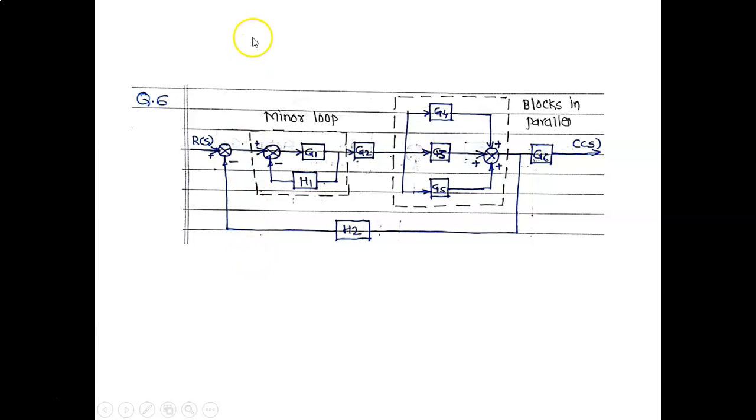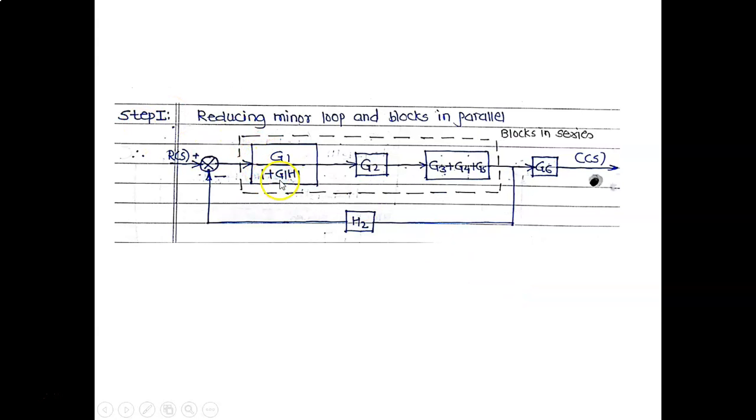Now, by observing the diagram, we are seeing that this summing point, block G1 and block H1 are forming a minor feedback loop, and the blocks G3, G4 and G5 are blocks in parallel because signals coming from all these three blocks are in the same direction and they are coming at one summing point. Therefore, we will apply those two rules. Here, this loop is replaced by a block G1 divided by 1 plus G1 H1. Therefore, the same will be here: G1 divided by 1 plus G1 H1.